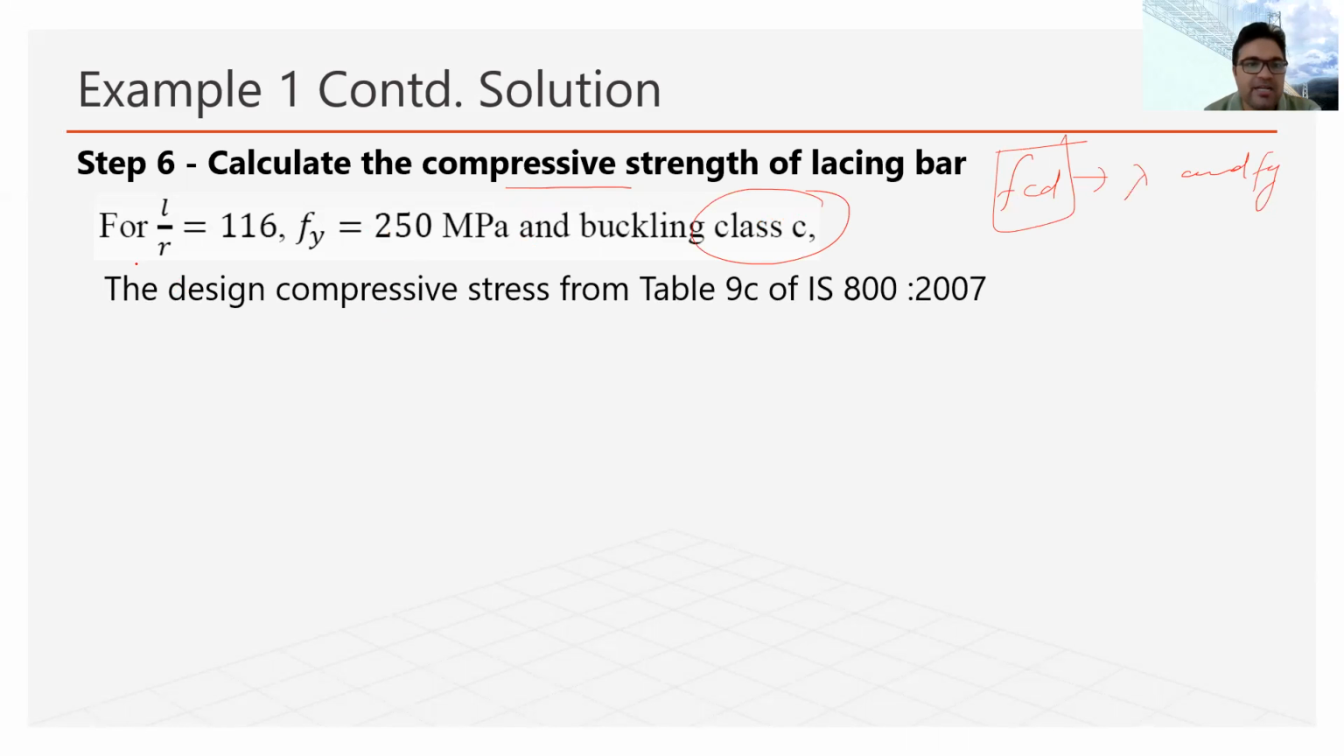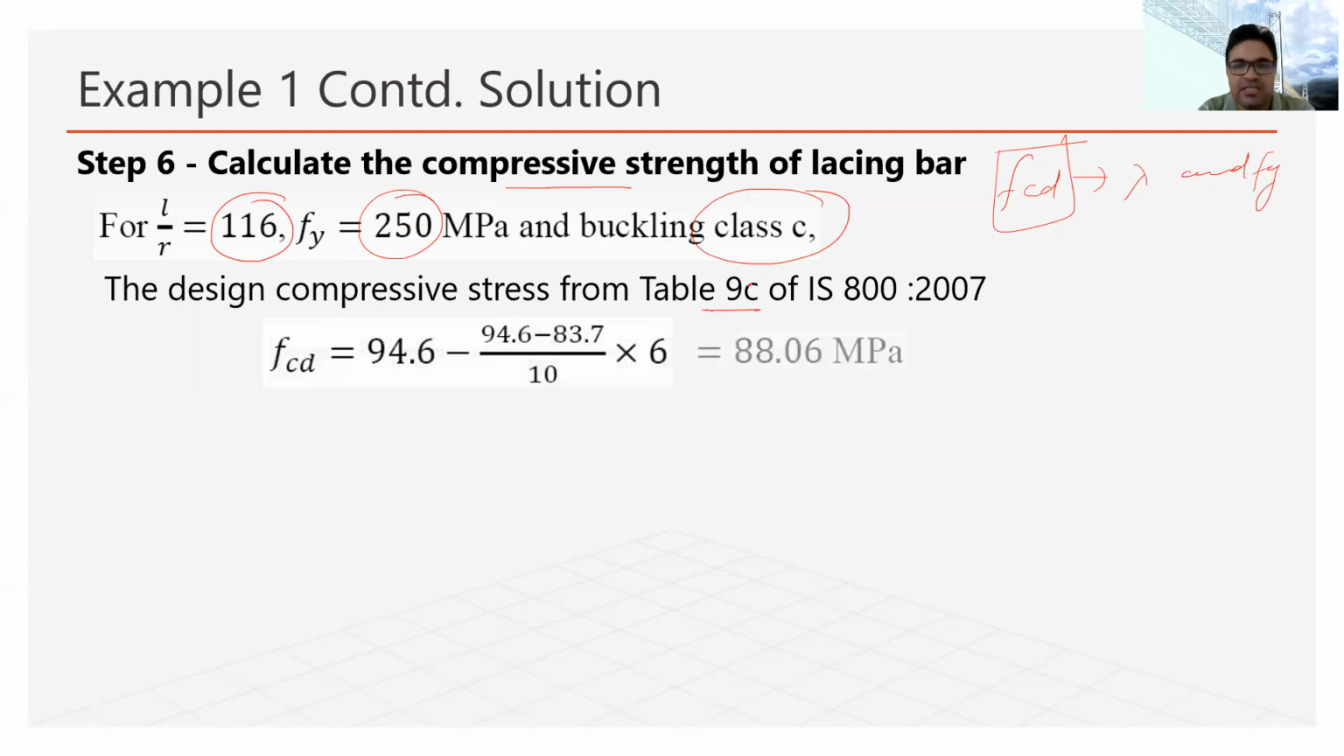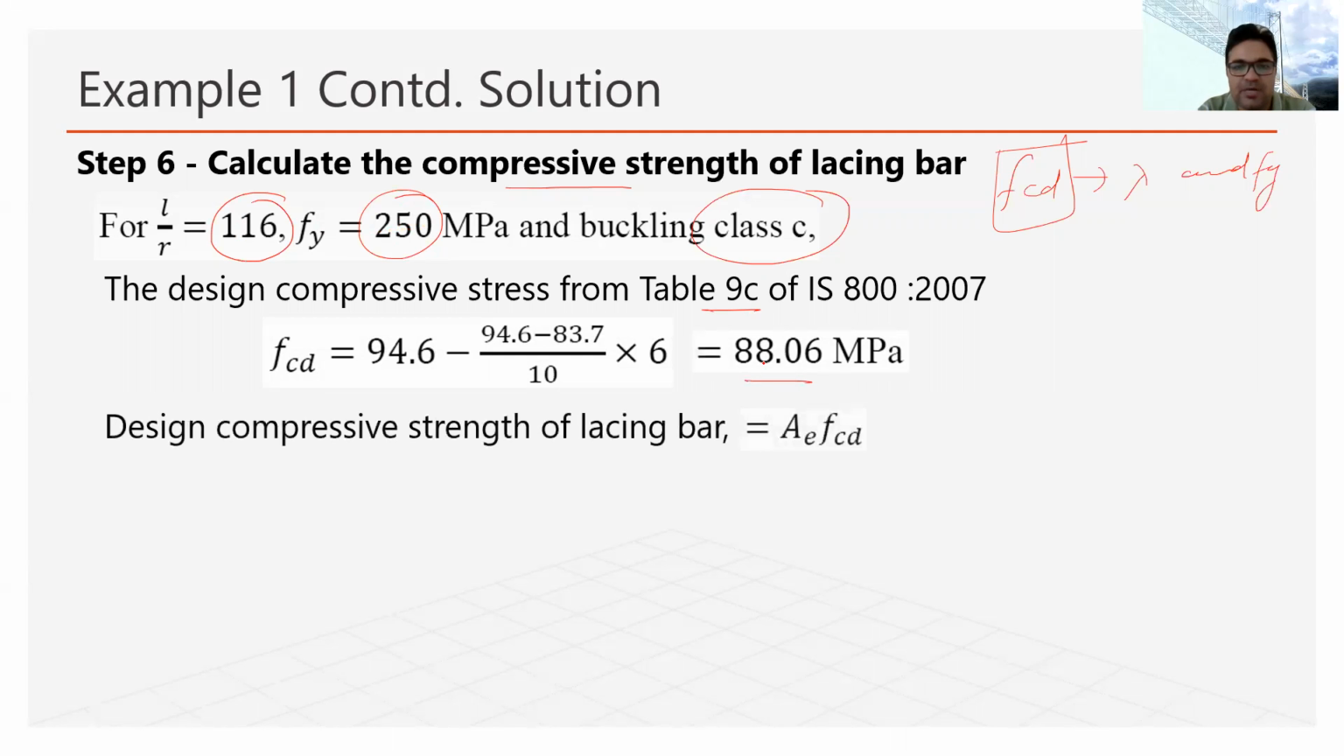The slenderness ratio of the lacing bar is 116, and the yield strength of the lacing bar is 250. Using table 9C, we will find the value of FCD, and once we find it, we will find the strength of the lacing bar. The strength of the lacing bar is AE into FCD, where AE is the effective area of the lacing bar.